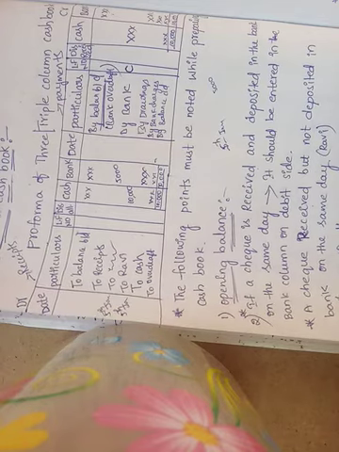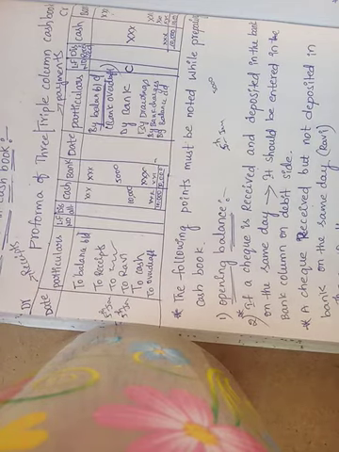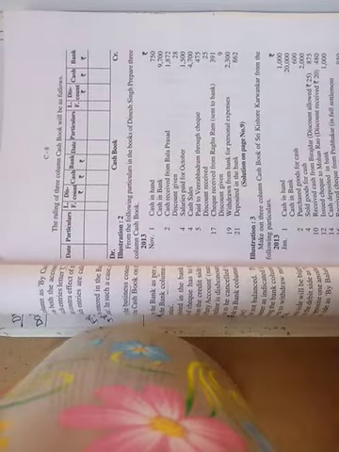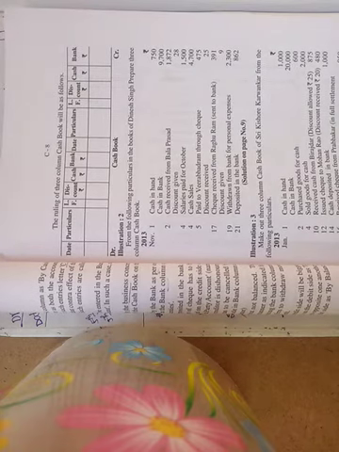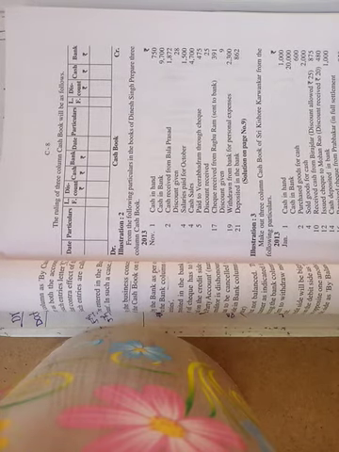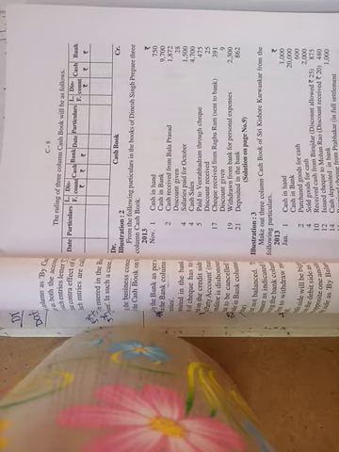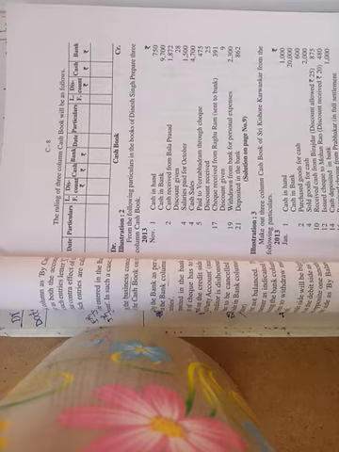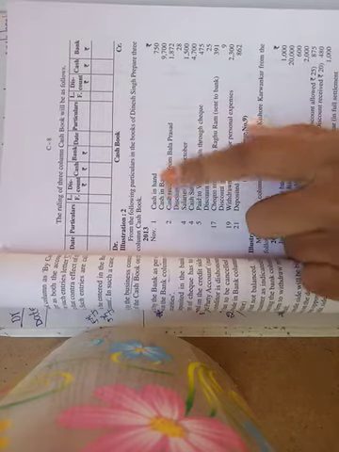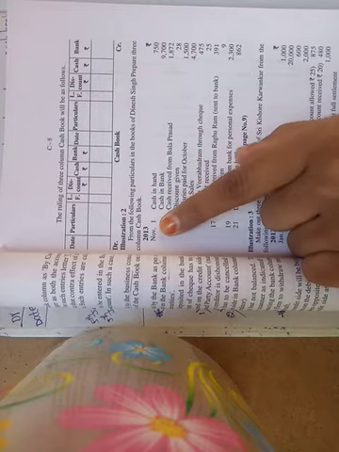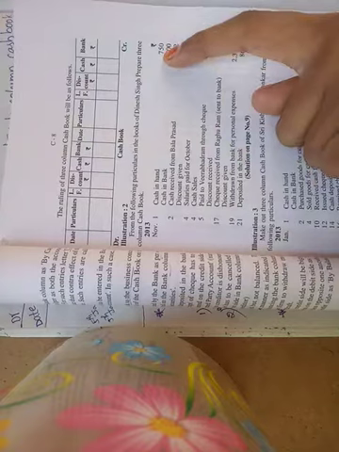See example problem 2. From the following particulars in the books of Dinesh Singh, prepare a three-column cash book. Cash in hand, cash in bank. So these are the opening balances. On November 1st, to balance brought down these amounts.